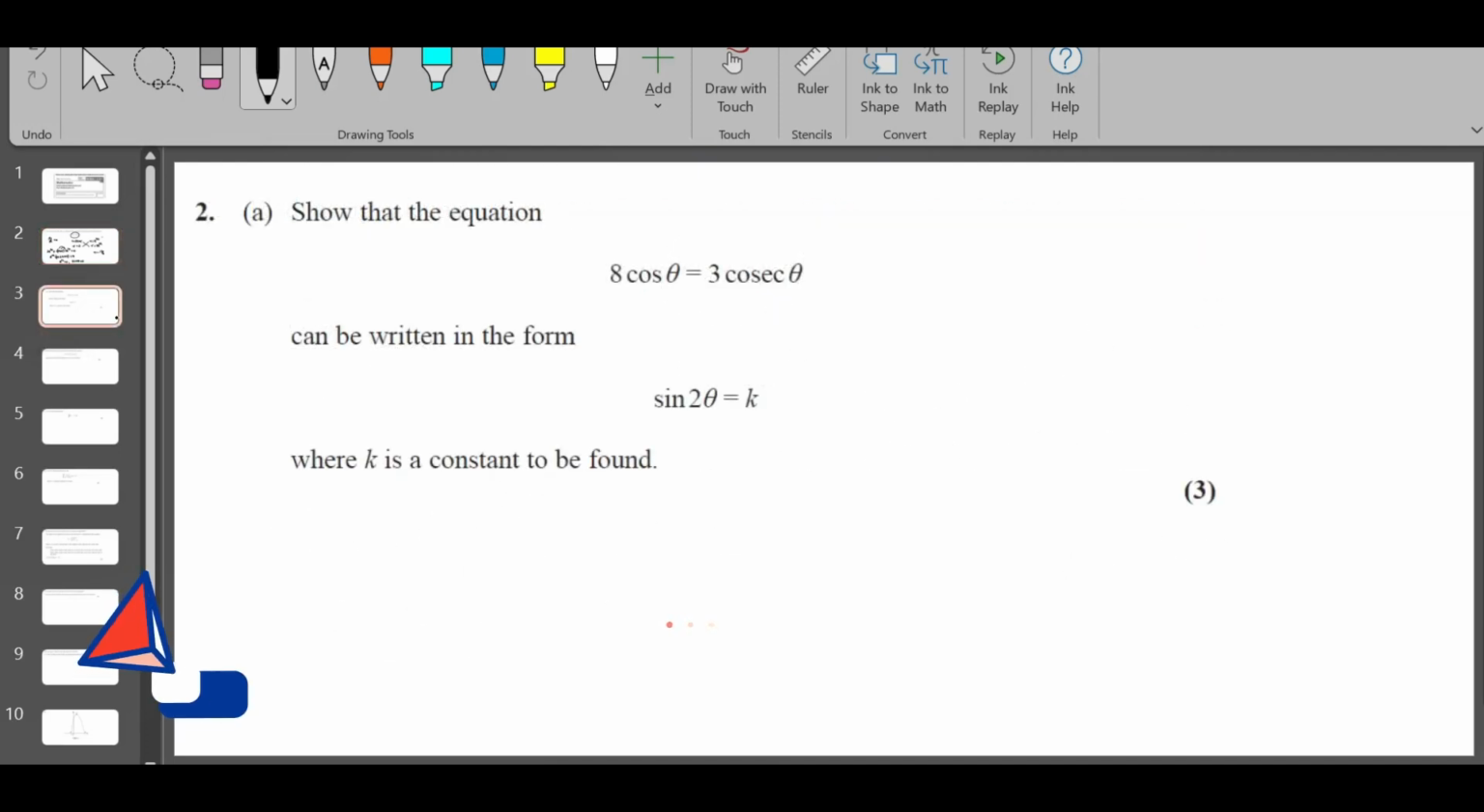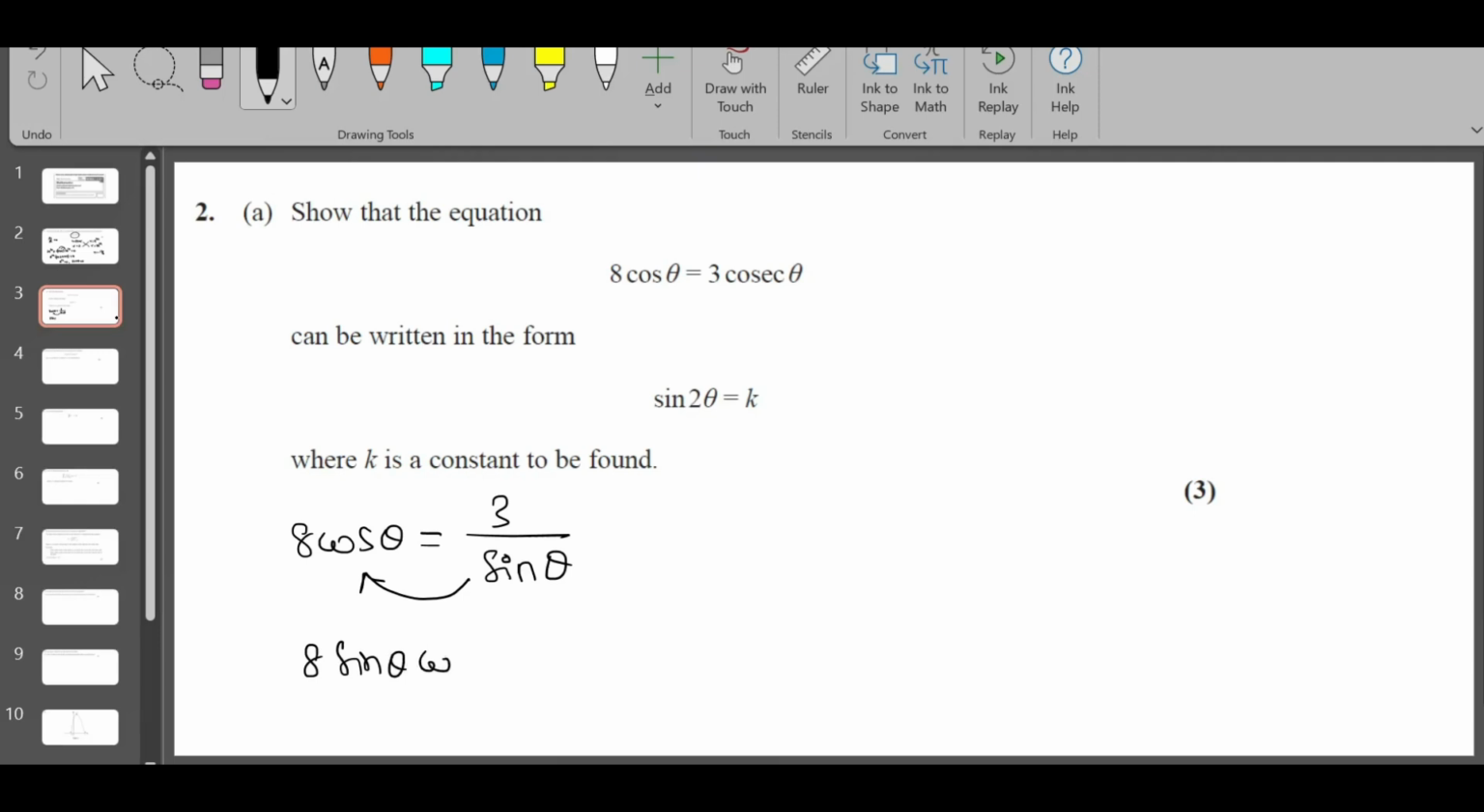Question number 2. Show that the equation can be written in this form. We need to rewrite this equation in this format. It's just a 3-mark question. You can write it as 8 cos theta is equal to, cosecant is 1 over sine. Write it this way. Bring this here, so you'll get 8 sine theta cos theta is equal to 3.